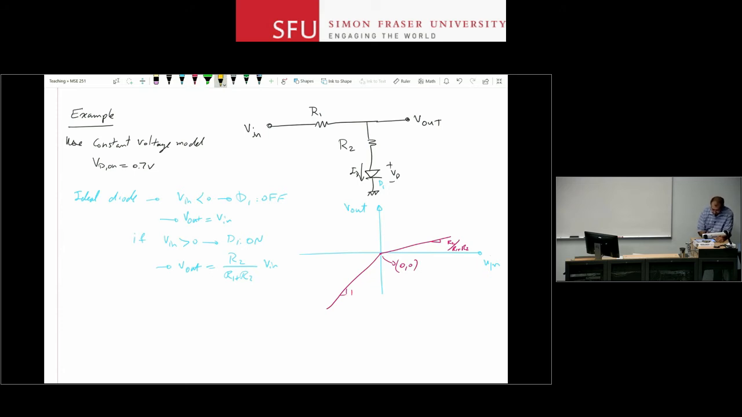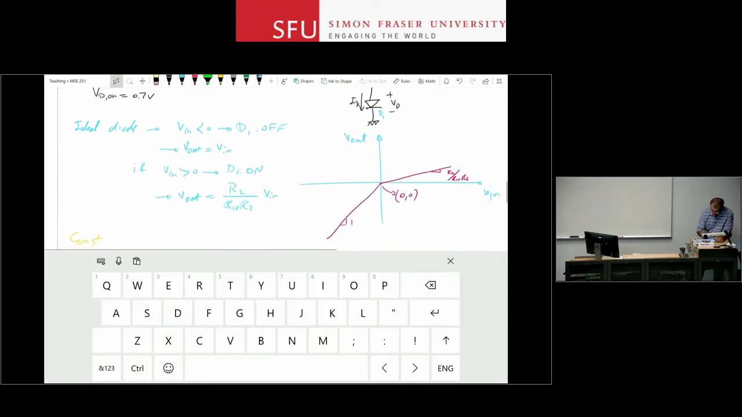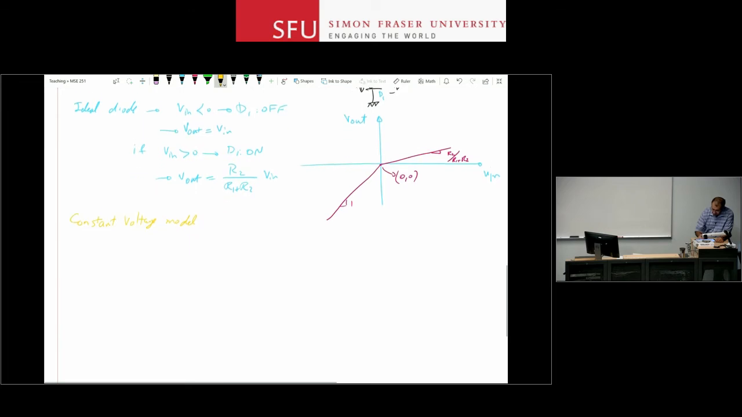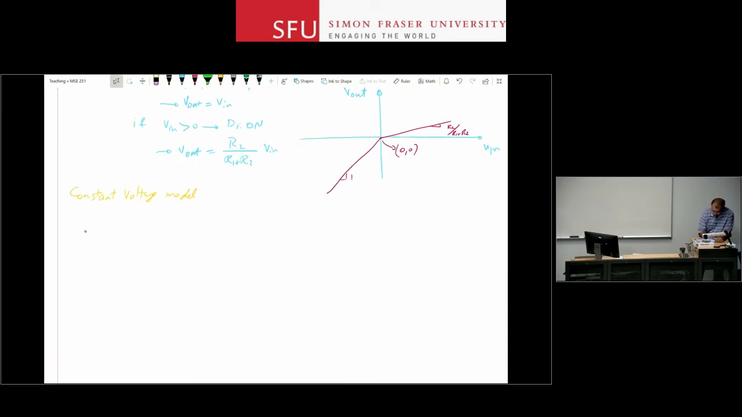Now, if I go and apply the constant voltage model, or constant voltage drop model, we said, okay, we go and replace the diode with a combination of a diode and a series voltage source. So I will have my diode here, which is now an ideal diode, plus a series voltage source whose value is VD on. This whole thing represents my diode, right? So for each one of the diodes in my circuit, I put one of these combinations.